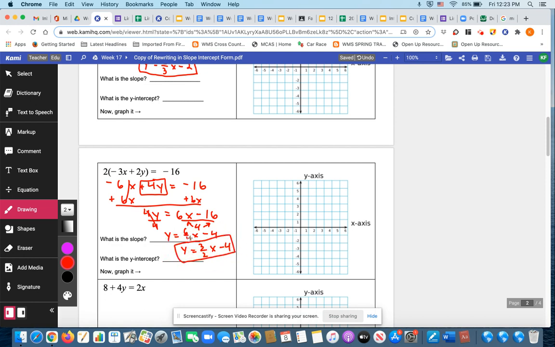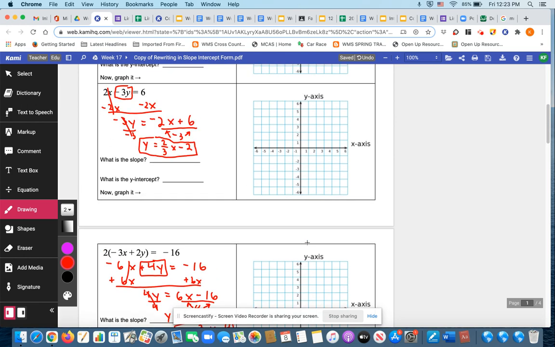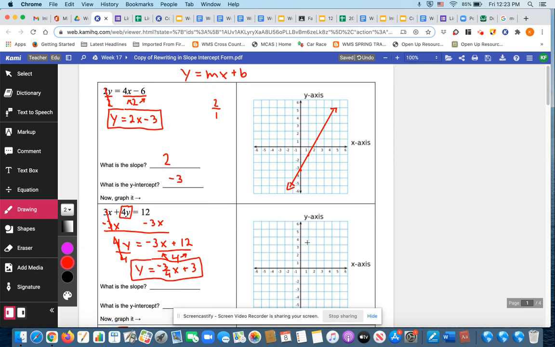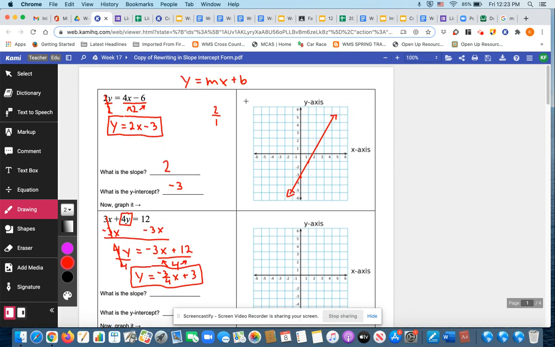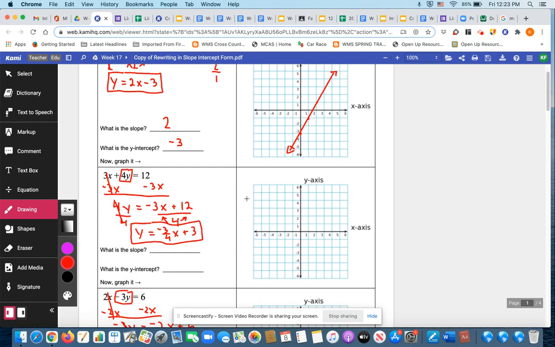So finally, I would like you to pause the video in just a moment. Would like you to copy down these notes. Again, find the slope, find the y-intercept, and graph the equation of the line right over here on the right-hand side. So kids, you now have 4 examples here of how to rewrite a linear equation in slope-intercept form, y equals mx plus b form. It is so helpful to us.